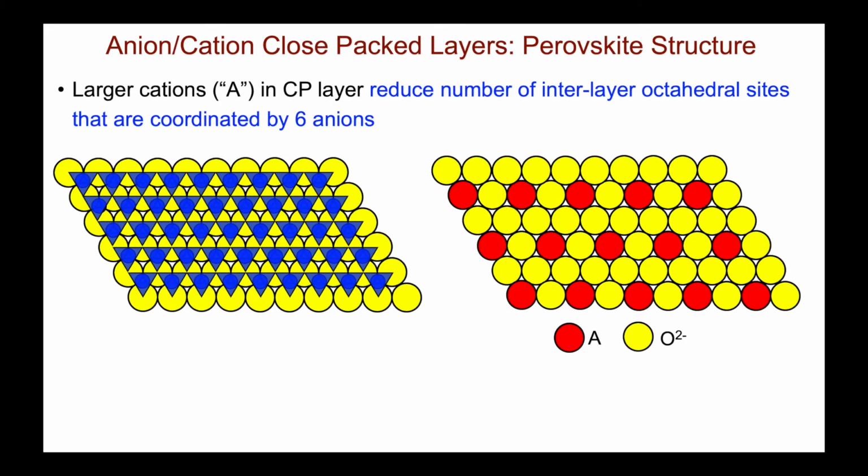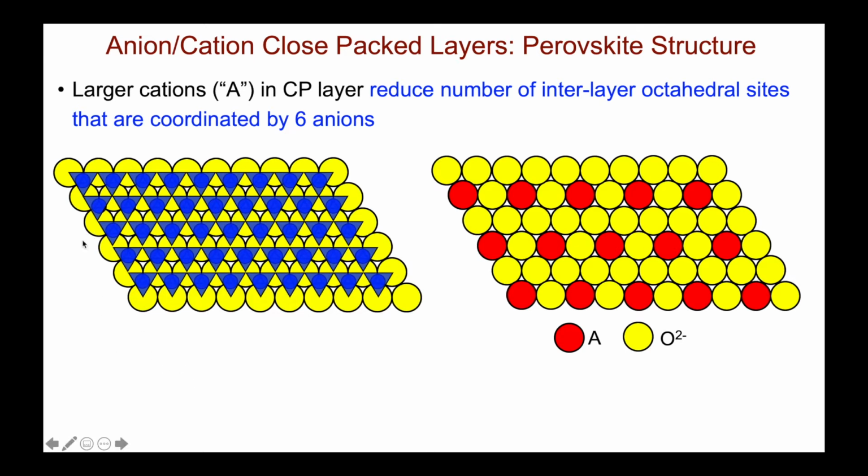These mixed anion-cation close packed layers are the basis of the well-known perovskite structure, arguably one of the most important structures encountered in materials research. The perovskite structure is built of these AO3 close packed layers. The presence of the cations in the close packed layers reduces the number of possible interlayer octahedral sites that would be coordinated by 6 anions.